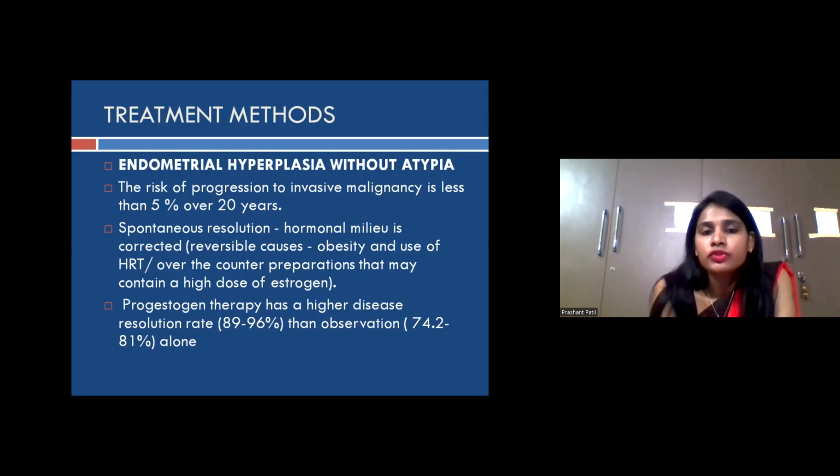And one more is progesterone treatment. According to RCOG, progesterone therapy has a higher disease resolution rate. With observation alone it is just 70 to 80%, whereas with progesterone therapy, it is 89 to 96% disease resolution rate. So that is why it is better. We need to put them on hormones.